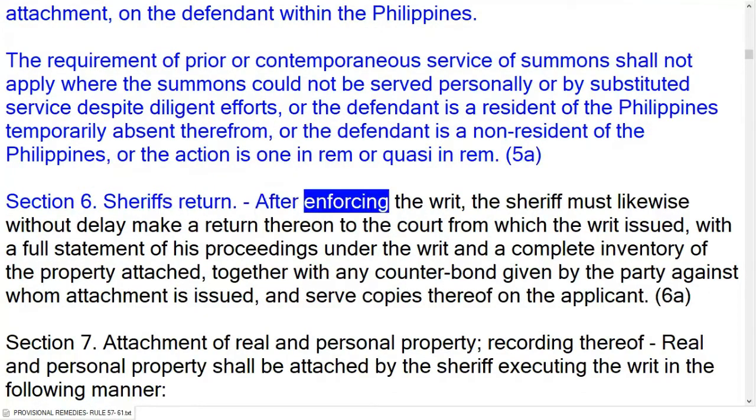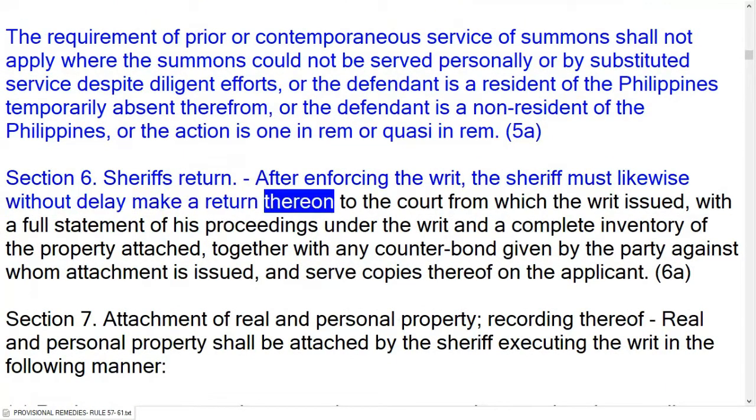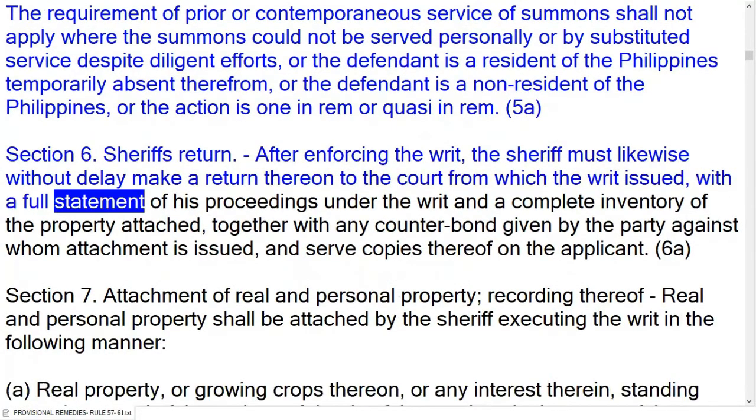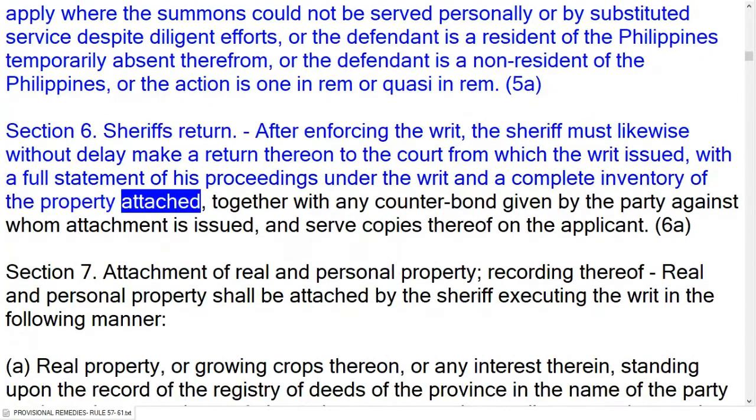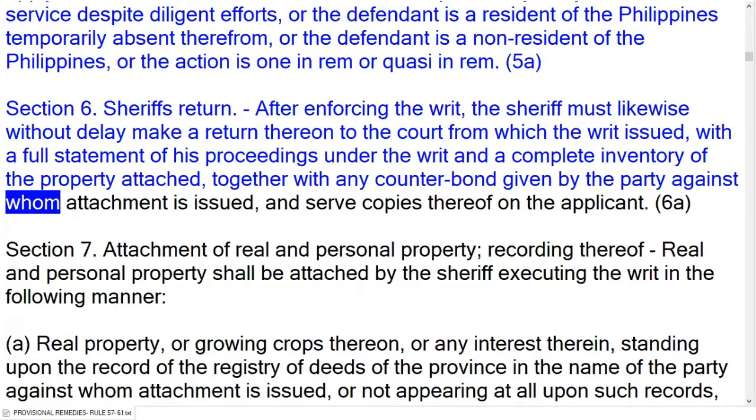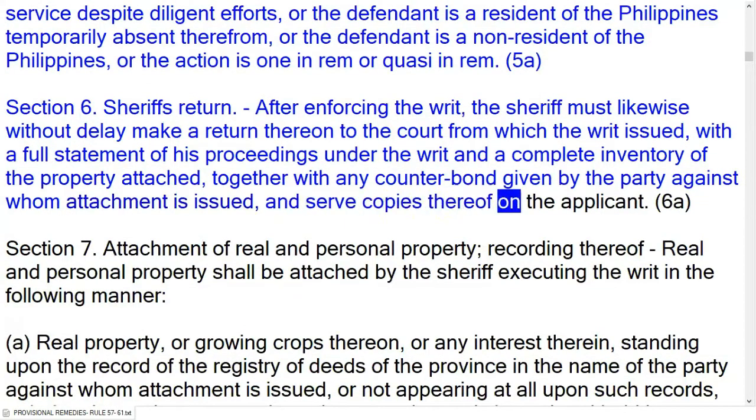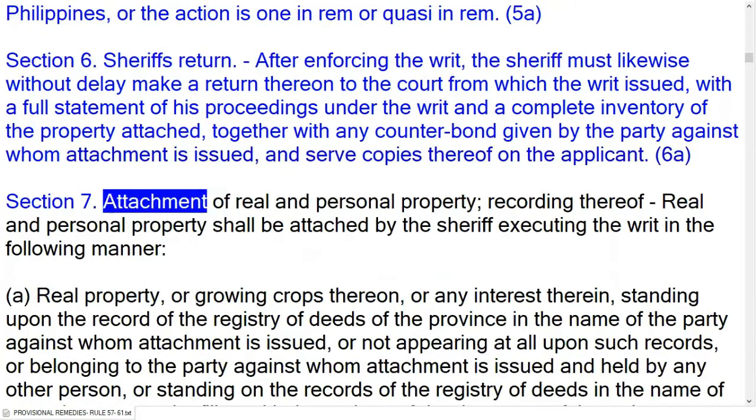After enforcing the writ, the sheriff must likewise without delay make a return thereon to the court from which the writ issued, with a full statement of his proceedings under the writ and a complete inventory of the property attached, together with any counter bond given by the party against whom attachment is issued, and serve copies thereof on the applicant. 6A, Section 7, Attachment of real and personal property.